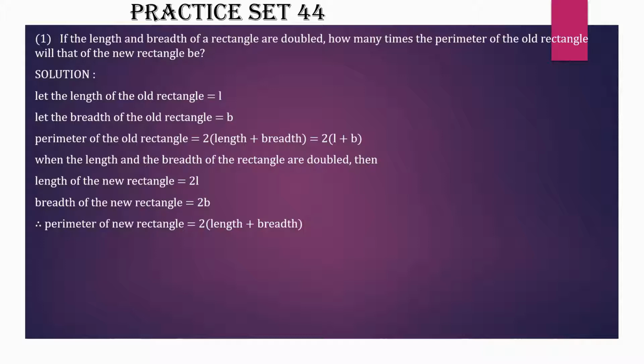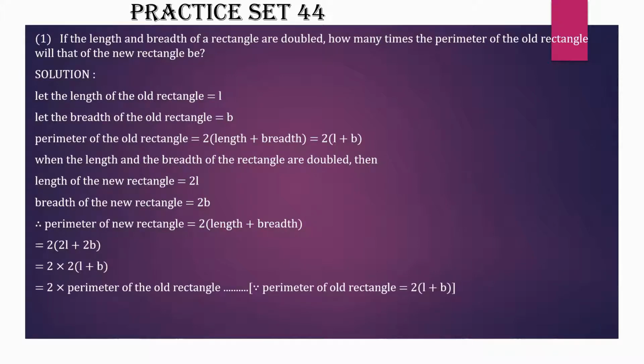Perimeter of the new rectangle, formula will be equal to 2 into (length plus breadth). So let us substitute the values of length and breadth. It will be 2 into (2L plus 2B), which is equal to 2 into 2, taking 2 out as common from length and breadth, and in the bracket we will be left with length plus breadth. So we will have 2 into 2 into bracket (L plus B).